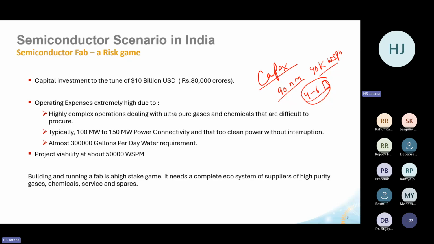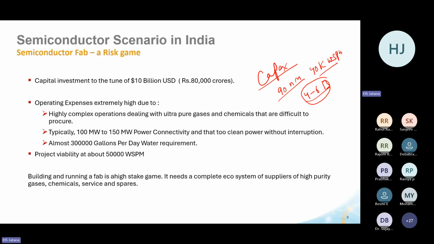You have to import it, and you need very good power, a lot of water, and clean power. In the later slides, I will tell you what we mean by clean power. There should not be any ripple on the 50 hertz, 440 volt line. There's a very high requirement of that.